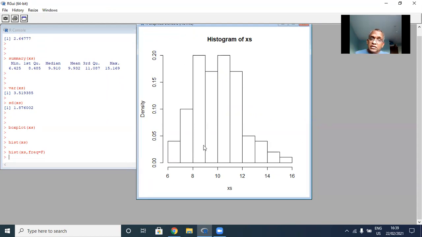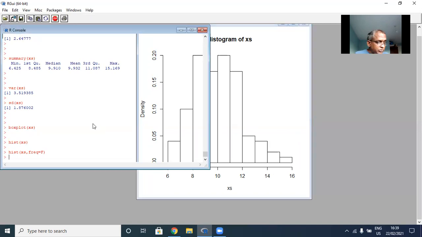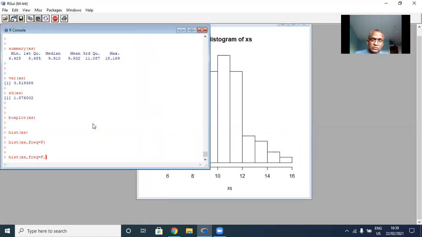You can change the x-axis using the breaks argument. So suppose you say breaks equal to sequence from 6 to 16.5 in steps of 1.5, right?